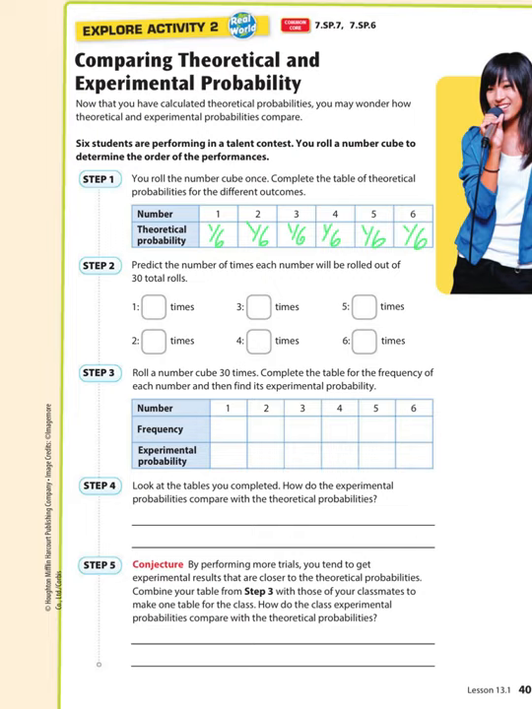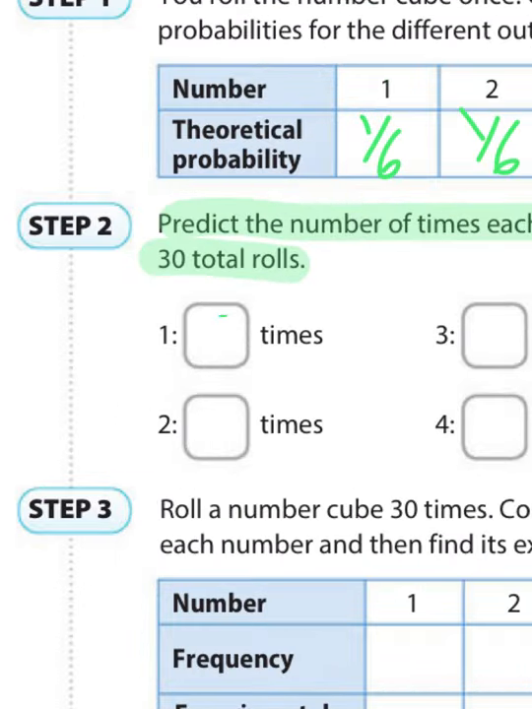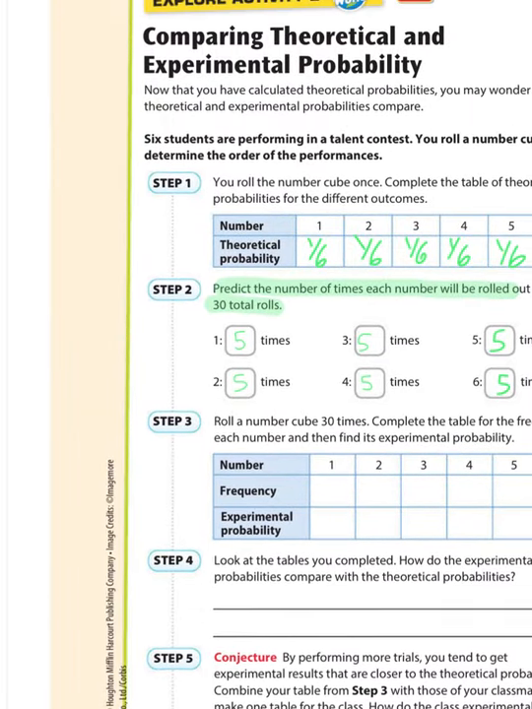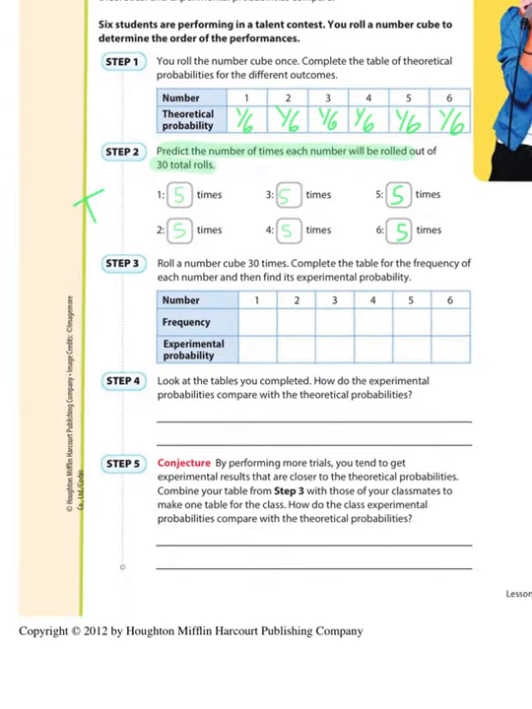So if you roll 30 times, we're going to predict the number of times each number will be rolled. So if you roll 30 times, you're finding 1/6 of 30 for each of these. 30 divided by 6 is 5, so I'm going to predict I roll a 1 5 times, a 2 5 times, a 3 5 times, etc. If each of these are equally likely, theoretically, I should roll an equal number of each. Okay, so this is our theoretical probability. I'm putting a T there so we remember that's theoretical probability.